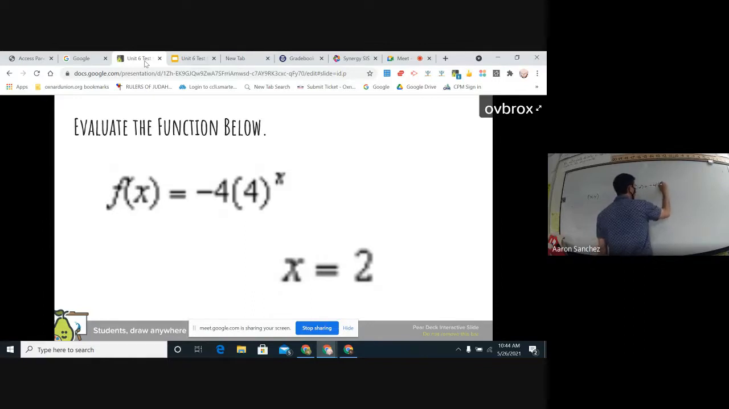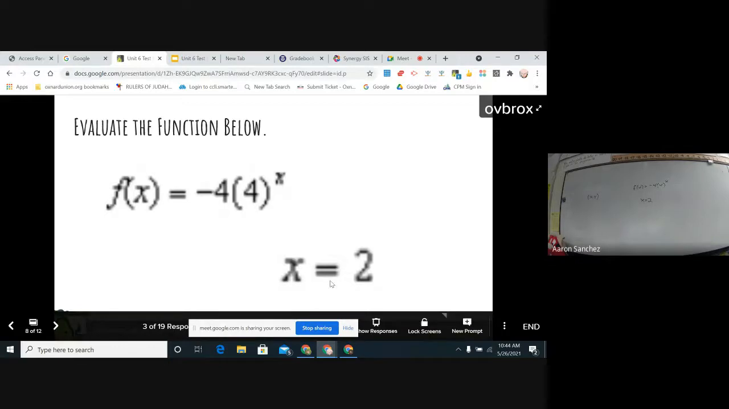-4 times 4. Oh, by the way, Noel, is this linear or exponential? Hang on a second. Let's see what Danny thinks. Danny, what do you think? Linear or exponential? Remember, if this is in the exponent, it's exponential. The x. Oh, that's what you meant to say. Okay, cool. You are correct. That is correct. Okay. Now, what does it mean to evaluate?